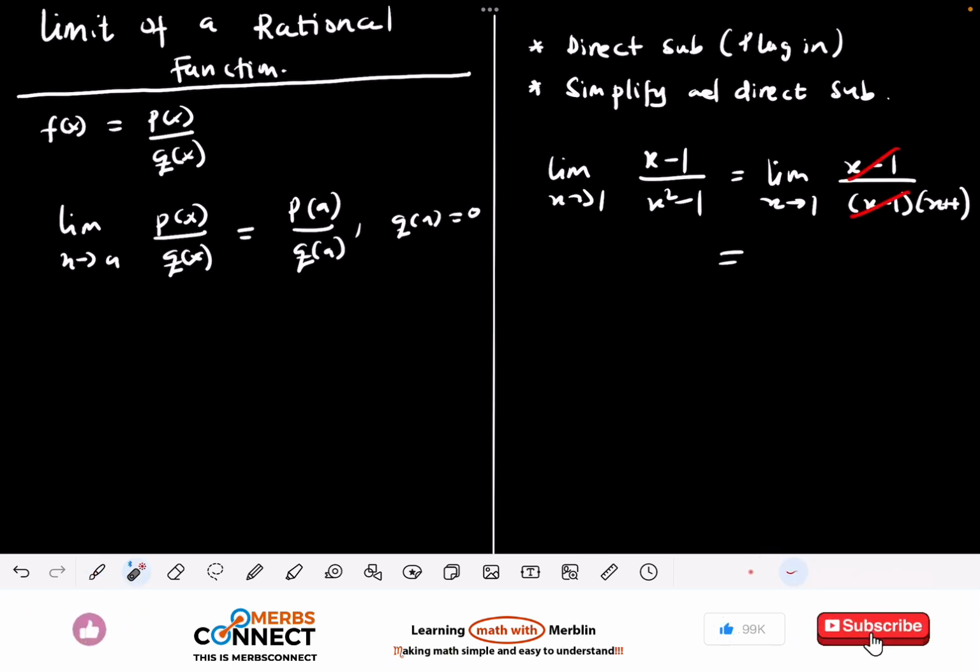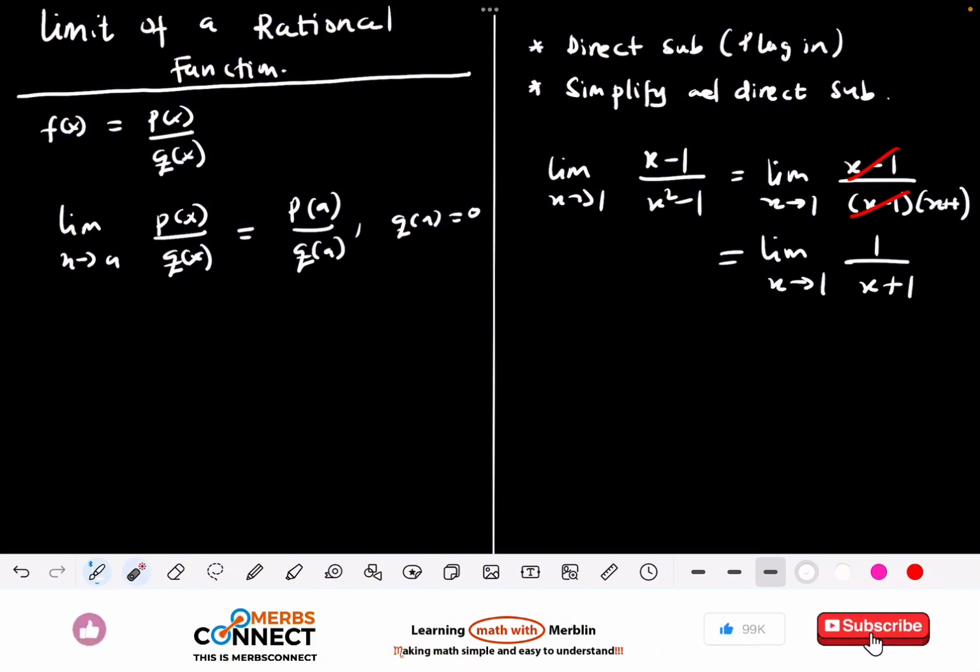Now remember, I was able to eliminate this and this. Why? Because the x minus 1 is multiplying this. If x minus 1 is adding to this, I cannot cancel out. So I can only cancel this and this out when the function here is multiplying the function here, right? So this is going to leave us limit x is approaching 1 of 1 divided by x plus 1.